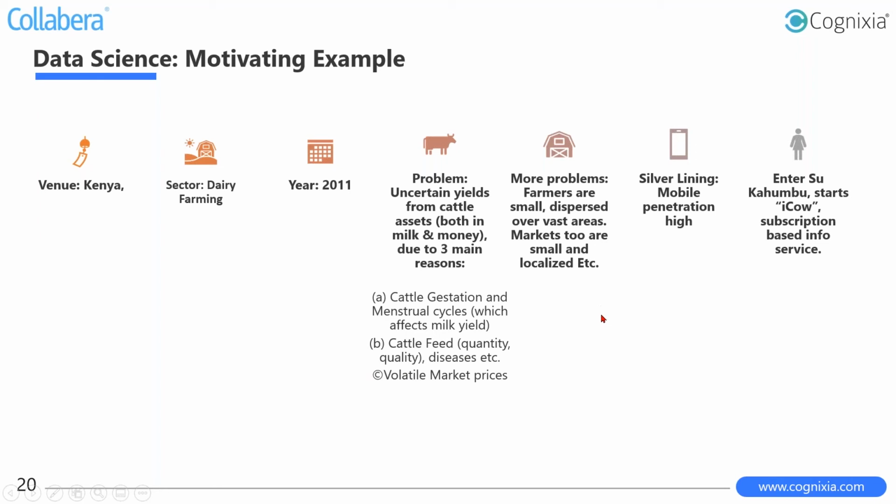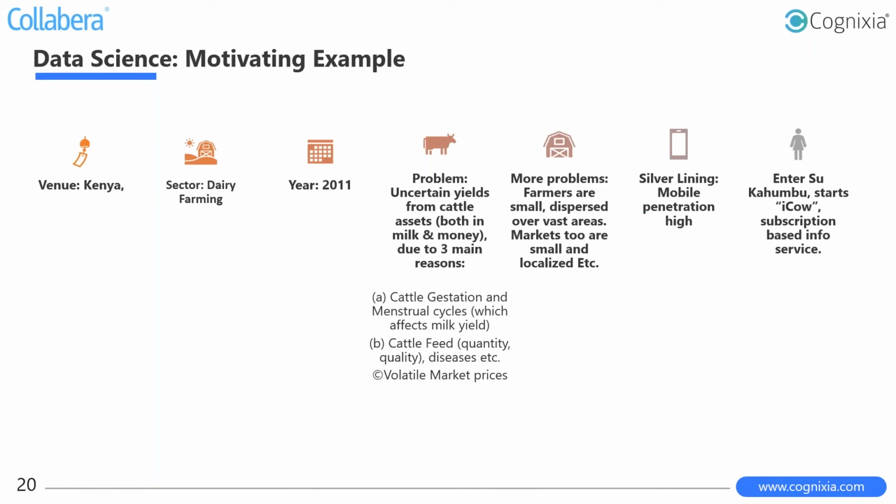Another problem is that Kenya is vast. Farmers are small and dispersed over a vast area, and they have a city, and then villages are very far away, right? So it was not very well connected at that time. But one thing was good: mobile usage was high. At least people had button phones at that time, in 2011, right? So this was the silver lining for Kenya.